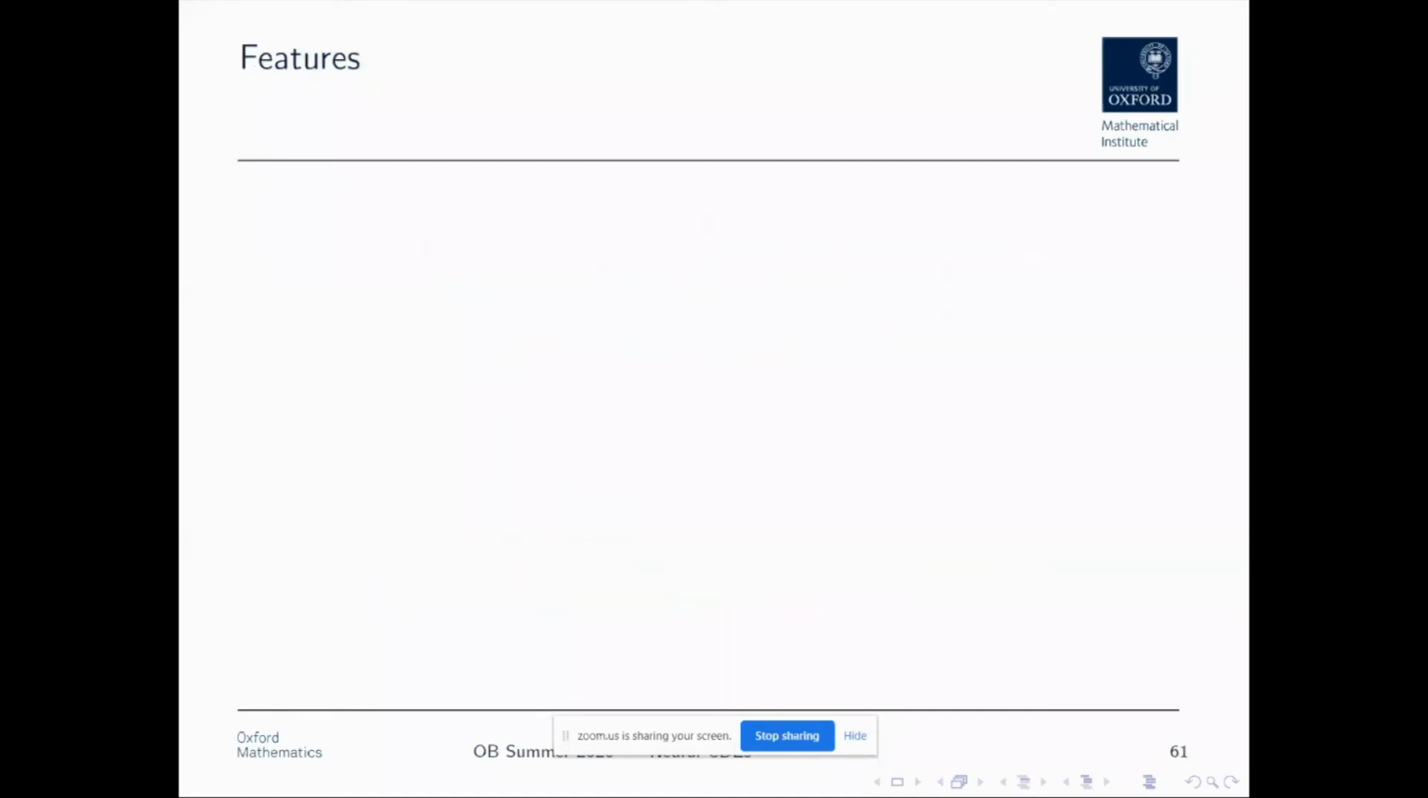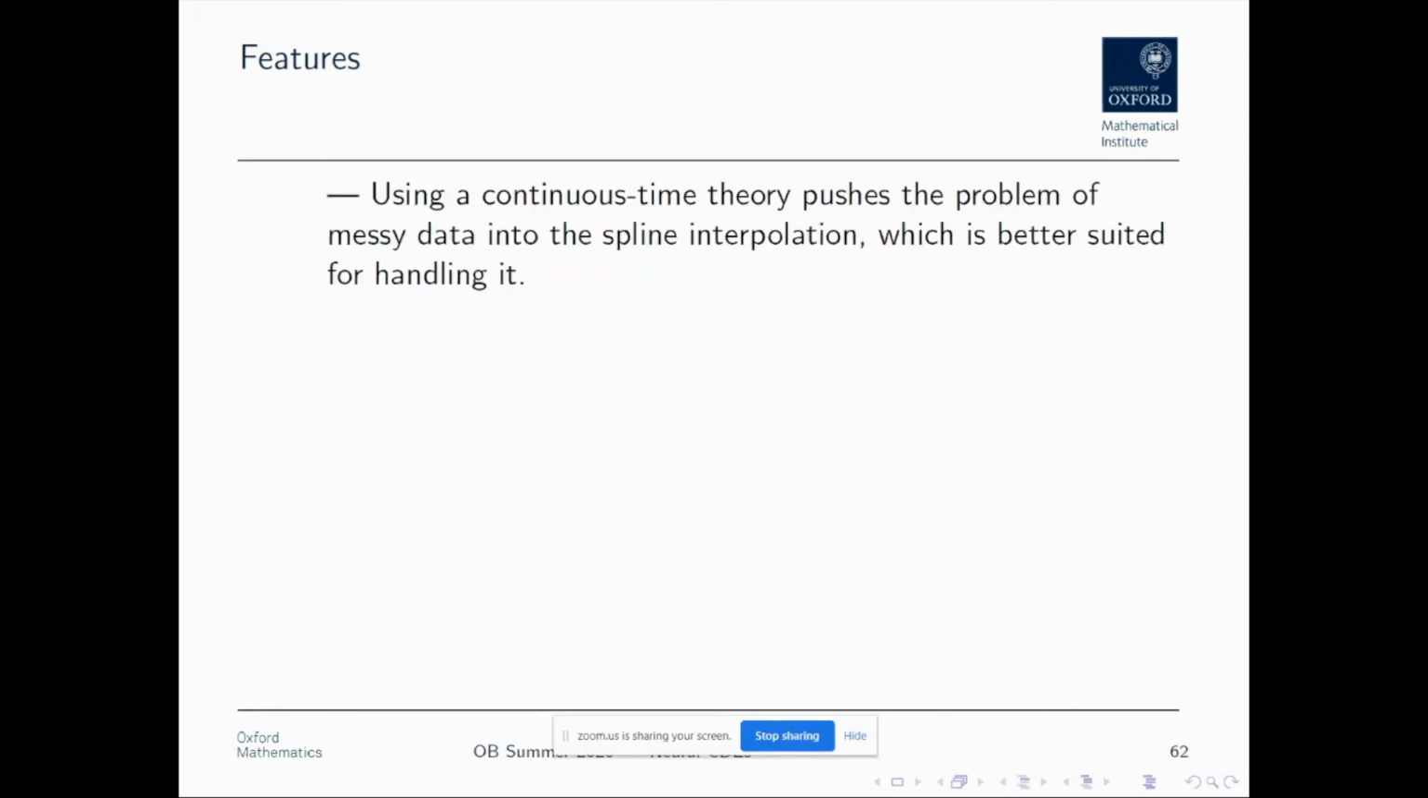Okay, so what are some of the features? What are some of the advantages of the neural controlled differential equation model? Well, using a continuous time theory pushes this problem of messy data into the spline interpolation. It's much better suited for handling it. If we have an irregularly sampled problem, then in some sense, this is a continuous time problem. So it makes sense to use a continuous time model. From a software development point of view, this is fixing a leaky abstraction. Previously, we have allowed messy data to affect our model, but now we've put this abstraction layer, this capital X, in between.